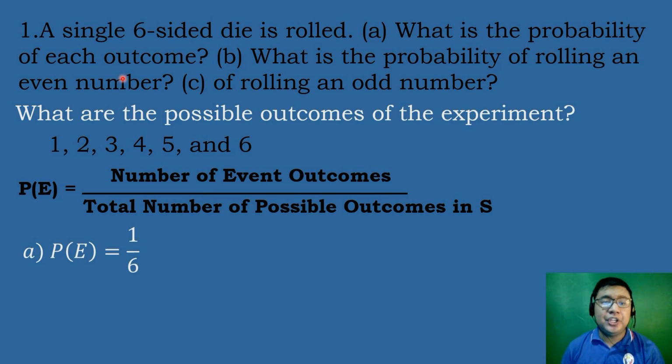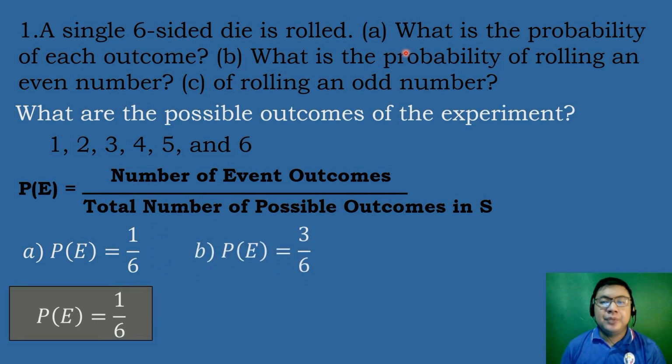Let's answer first letter A. What is the probability of each outcome? So we will get the number of event outcomes. The number of event outcomes is equal to 1, because 1 will only occur one time, 2 will occur one time, and the numbers 3, 4, 5, and 6 will also occur one time. So the number of event outcomes is just equal to 1, all over the total number of possible outcomes in the sample space. We have 6 numbers in a die, so that is 6. So the probability of rolling a die for each outcome is equal to 1 over 6.